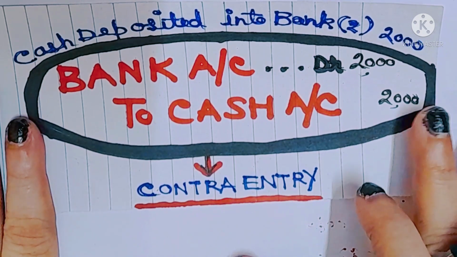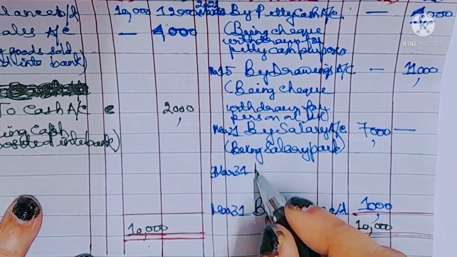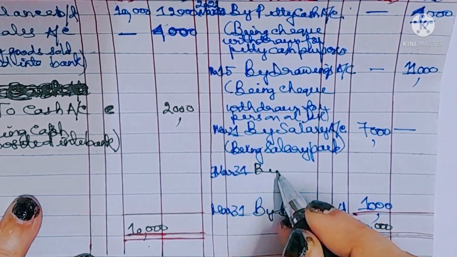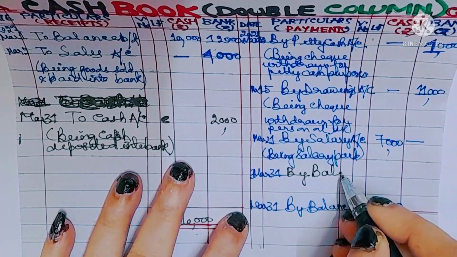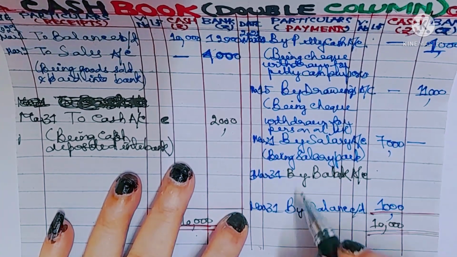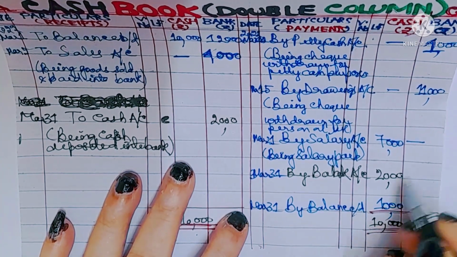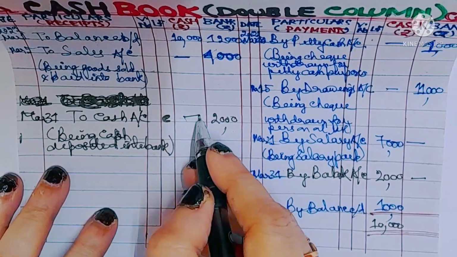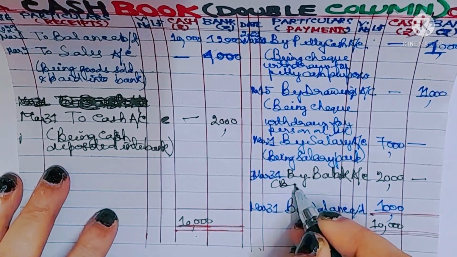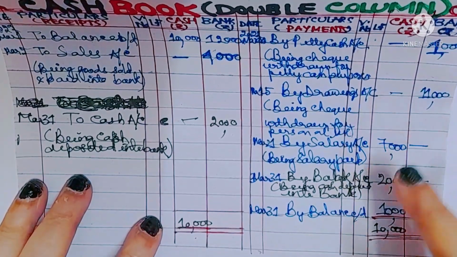Okay, so let's write. On 31st March, "By bank account", below the "By balance c/d". By bank account in the cash column. When you write bank, it goes in the cash column. How much? 2,000. Okay. Being cash deposited into bank. Okay. And moreover, the cash column represents cash account.